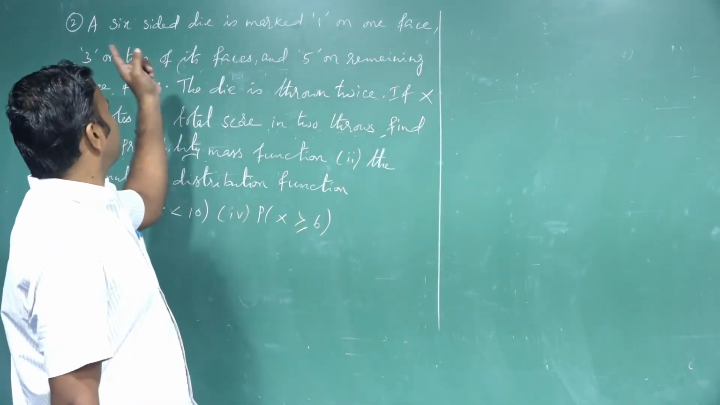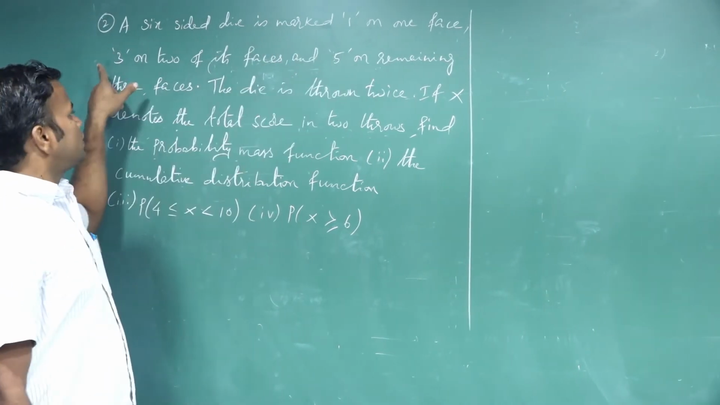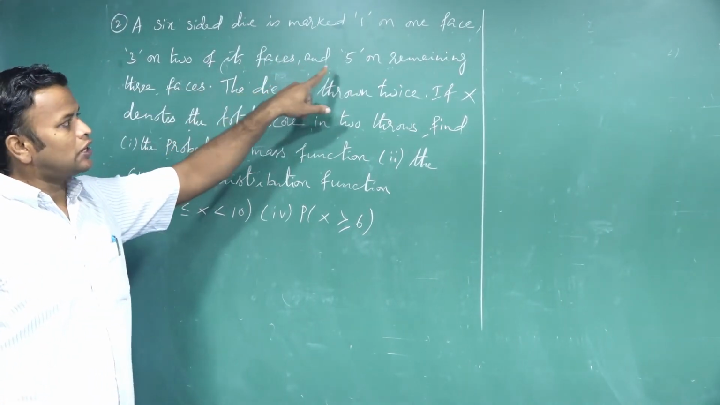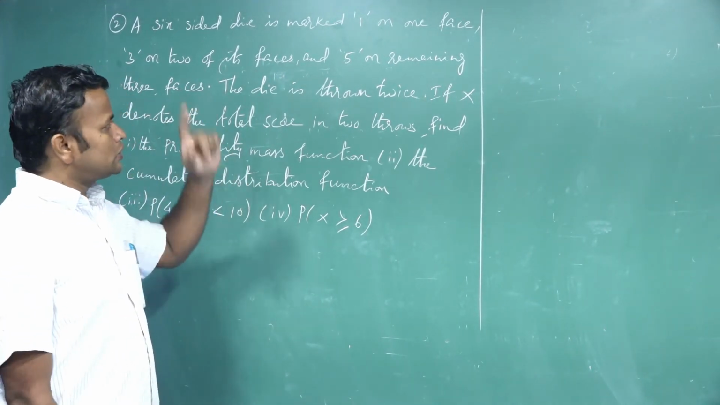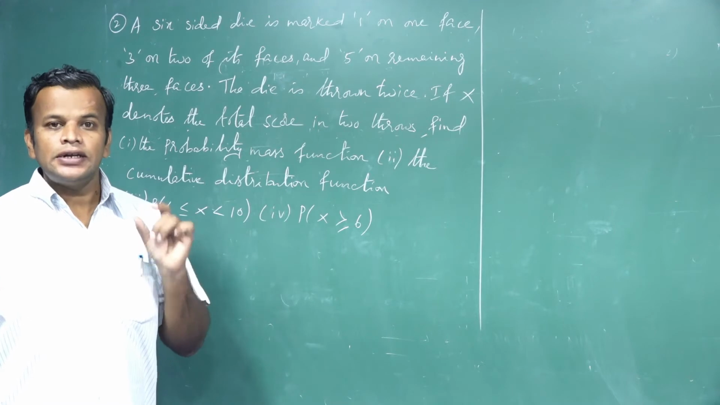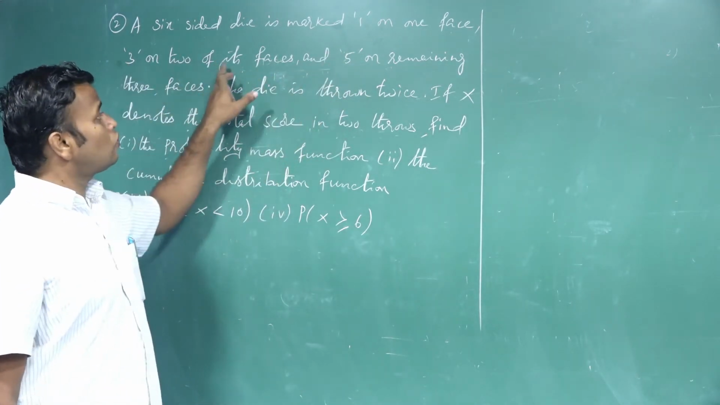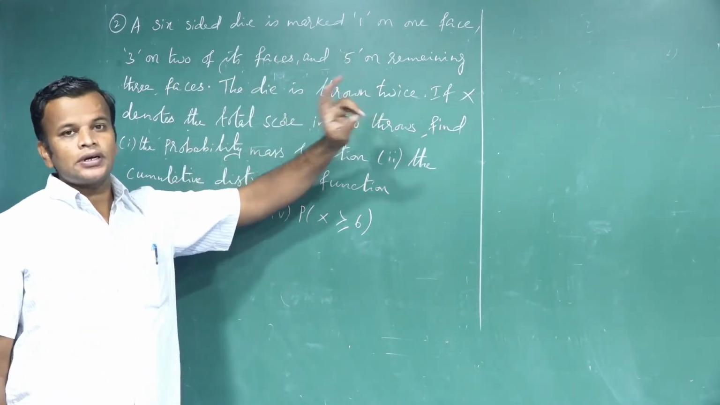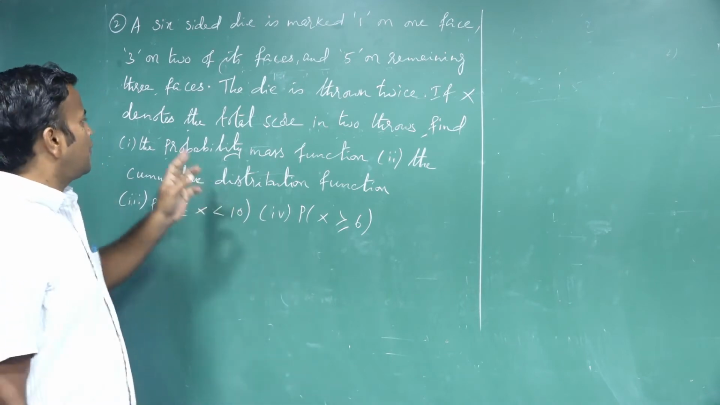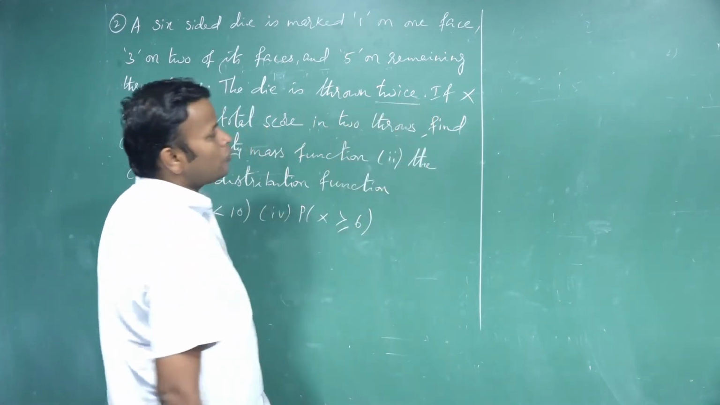You see the question. A six-sided die is marked 1 on one face, 3 on two of its faces, and 5 on the remaining 3 faces. The same model sum is in the first exercise also. The 2 faces contain a 3, and the remaining 3 faces have the number 5. Then the die is thrown twice. It's important: the die is thrown twice.